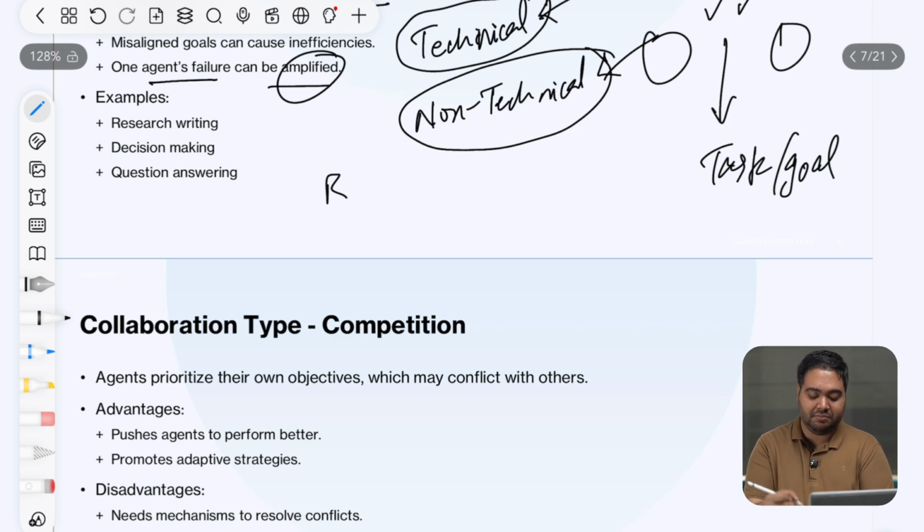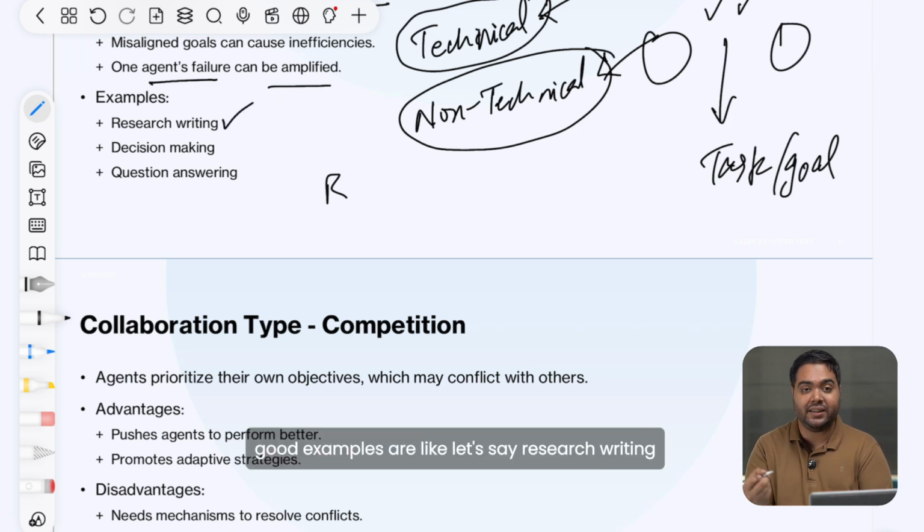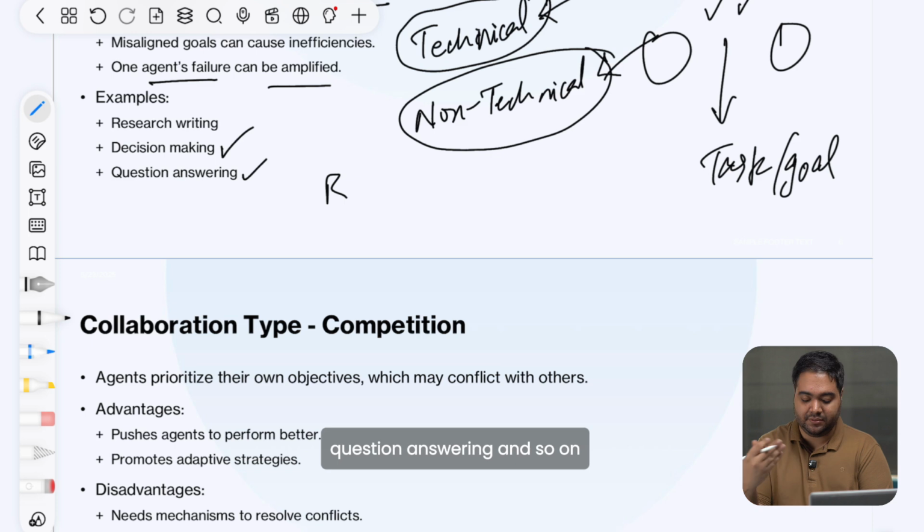Like I mentioned, good examples are research writing, so doing research and writing based on that. This can also be used for things like decision making, question answering, and so on.